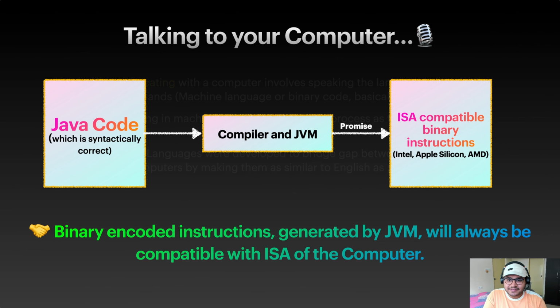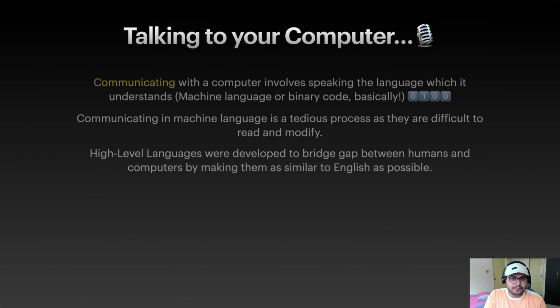How? Listen to this. Java says that if you give me a set of instructions following my grammar, my syntax, and my rules, then my compiler and JVM will make sure that your code is translated into the correct binary encoded instructions, whether you are running on Intel, Apple Silicon, or AMD. It does not matter. So that's the promise which Java makes to you.